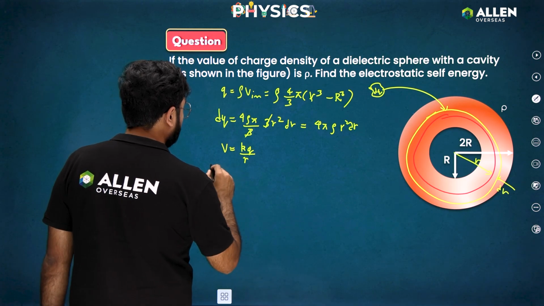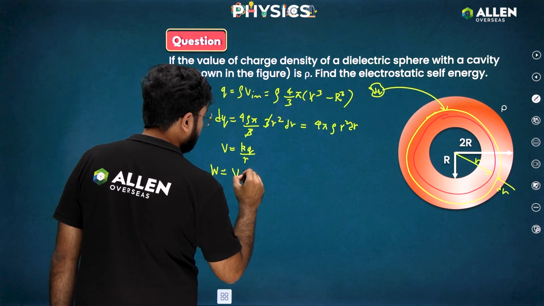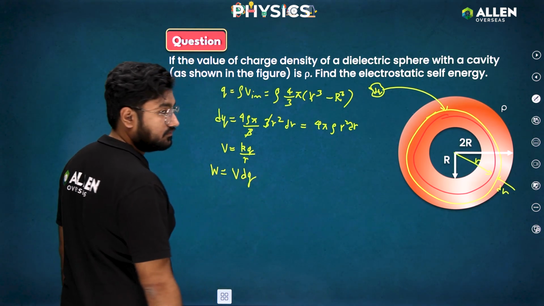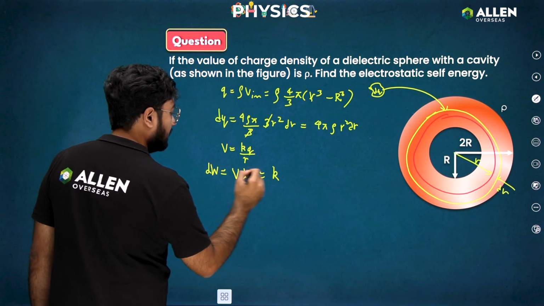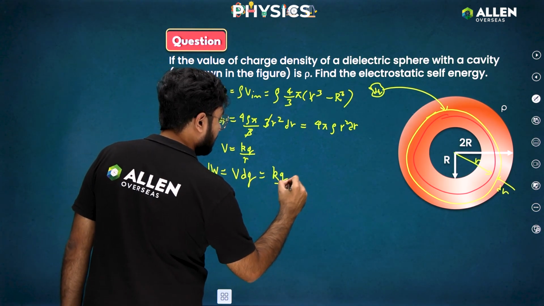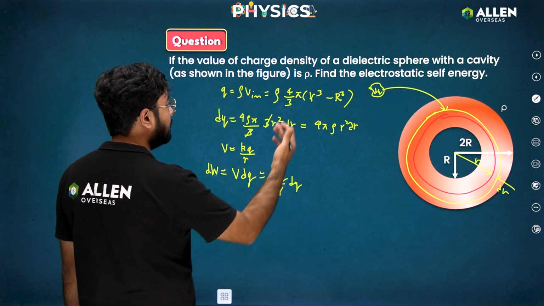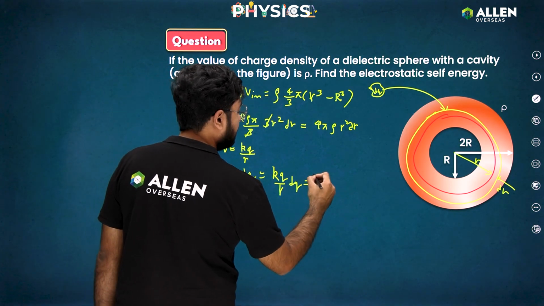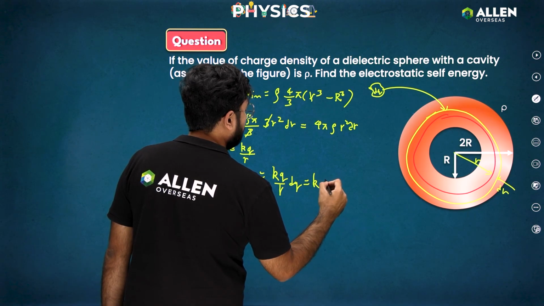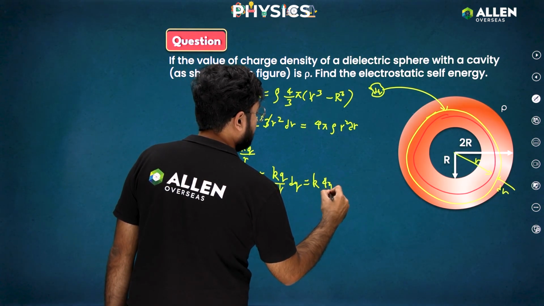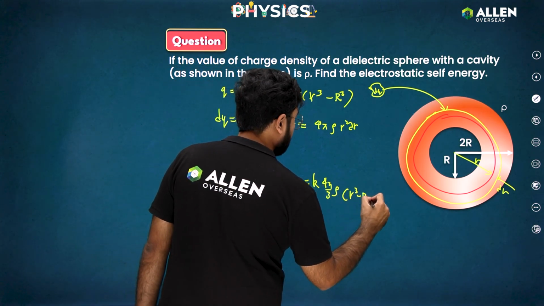Substitute. Work done will be equal to V dq. So this is kq by r dq. Right? Substitute q and dq. This is k into 4 pi by 3 into rho r cubed minus r cubed.